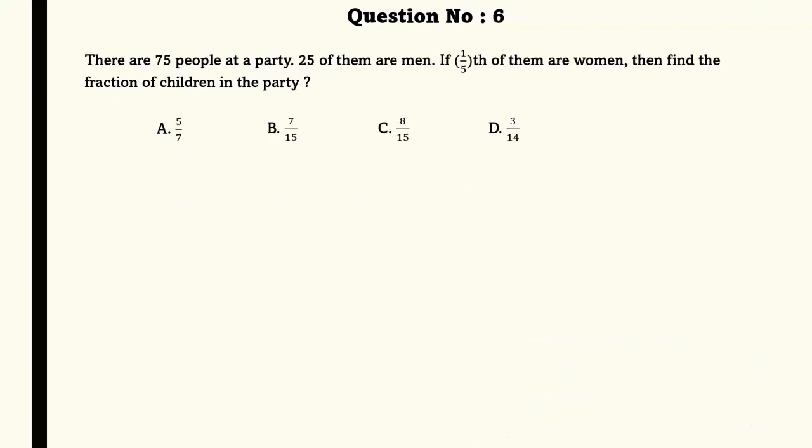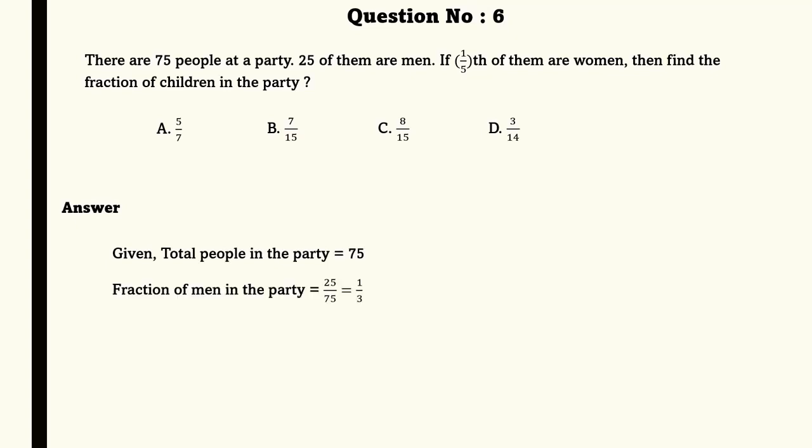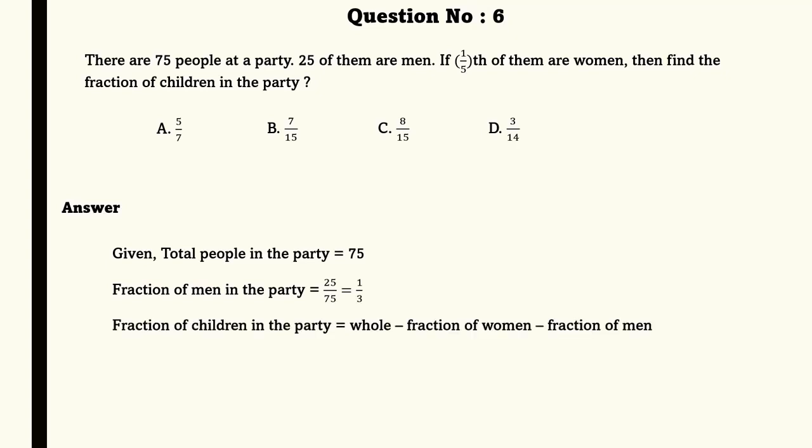Question number 6. There are 75 people at a party. 25 of them are men. If 1 by 5th of them are women, then find the fraction of children in the party. So the total number of people at the party is 75. And 25 of them are men. That is 25 by 75 of them are men, which is equal to 1 by 3. Fraction of children in the party is equal to whole minus fraction of women minus fraction of men. Fraction of children in the party is equal to 1 minus 1 by 5 minus 1 by 3, which is equal to 7 by 15.